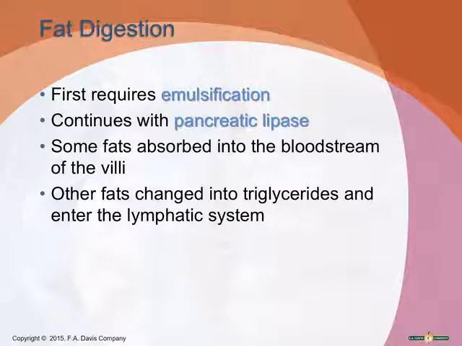Glycerol and short-chain fatty acids are absorbed into the bloodstream of the villi. The long-chain fatty acids and monoglycerides are really too large to be absorbed by the capillaries, so they are absorbed into the walls of the villi. There, they're changed into triglycerides and eventually enter the lacteal of the villi. They travel through the lymphatic system and enter the bloodstream at the left subclavian vein.